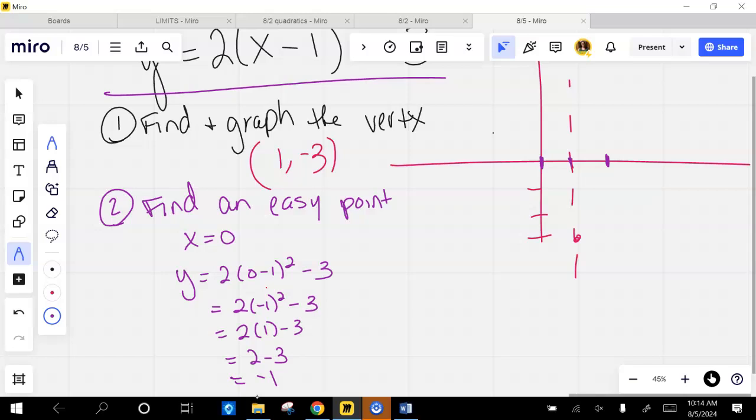So this easy point, give me the coordinates all together. 0, -1. I only have 2 points. I told you you need 3. How do I find the third? My favorite, that's right. Reflect and connect.